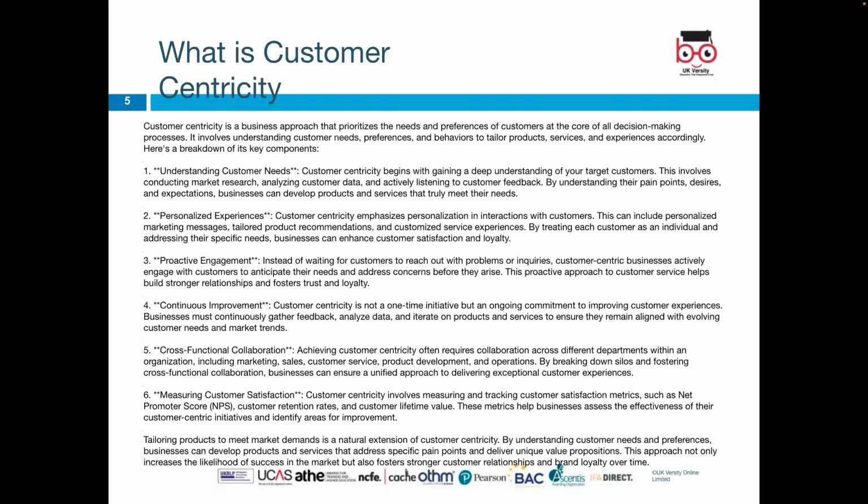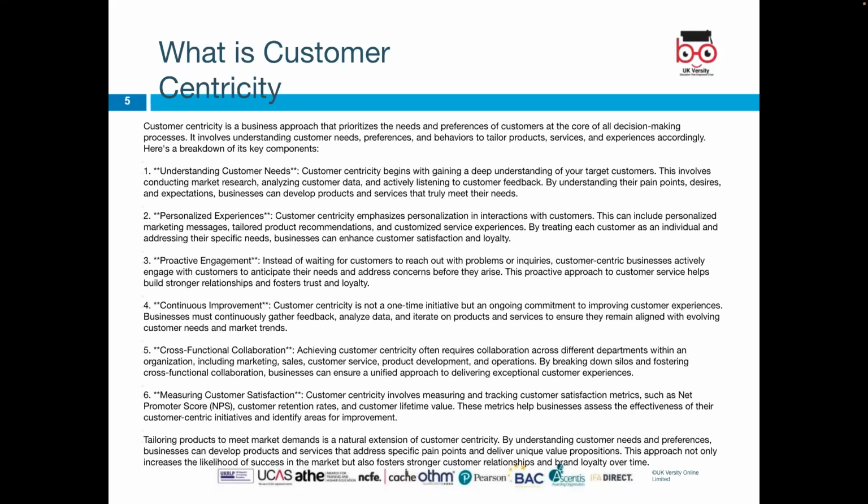So the first one, understanding customer needs. Customer centricity begins with gaining a deep understanding of your target customers. This involves conducting market research, analyzing customer data, and actively listening to customer feedback. By understanding their pain points, desires, and expectations, businesses can develop products and services that truly meet their needs.